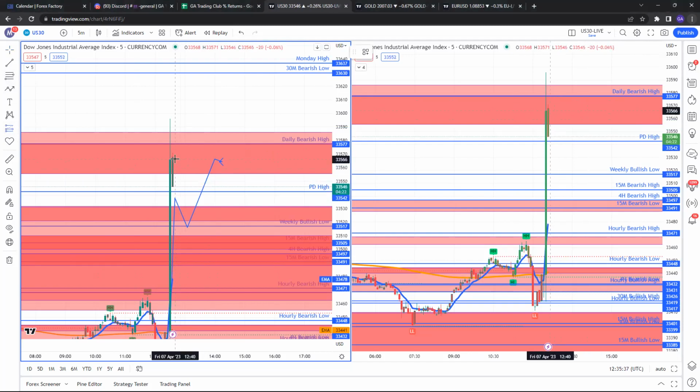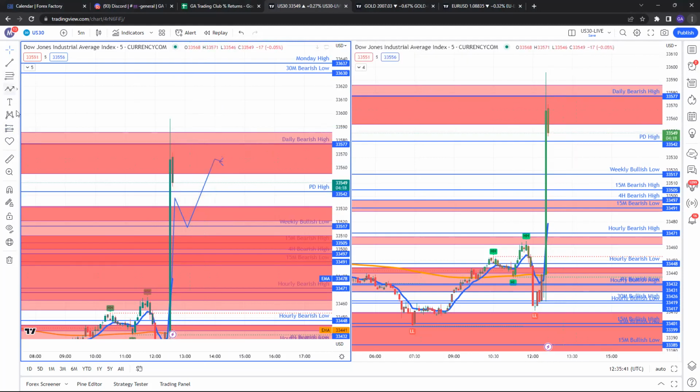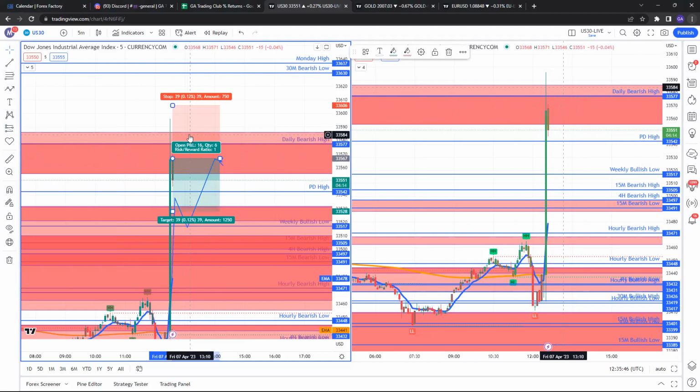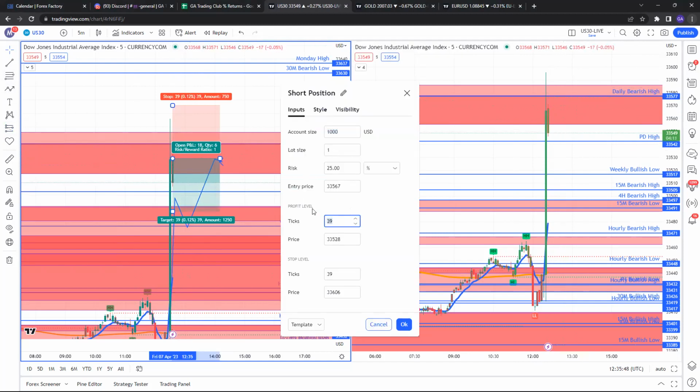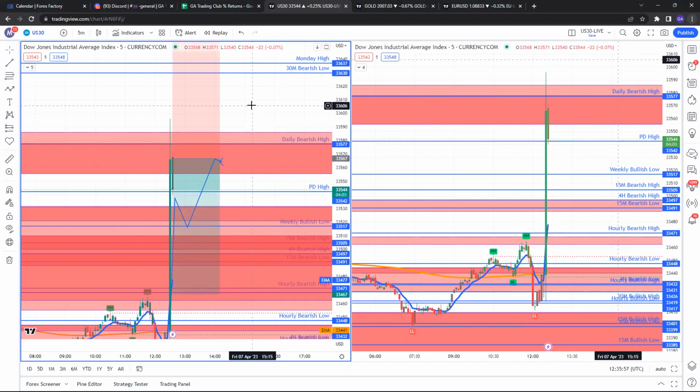Just realized my auto trading is off. Oh, and mine, it should be in profit right now. So this is 100 pips take profit, 100 pips stop loss. And the trade is in profit about 30 pips, no drawdown. My trade copier is literally off, but it's fine.